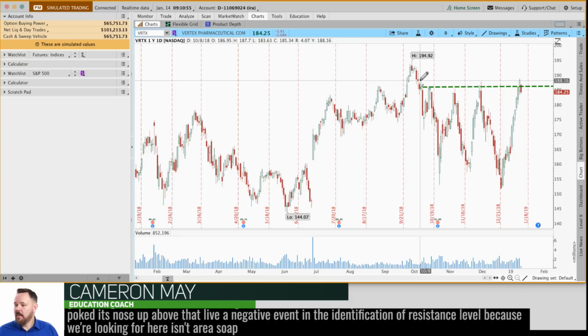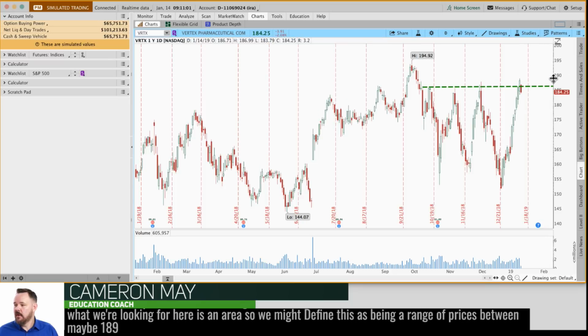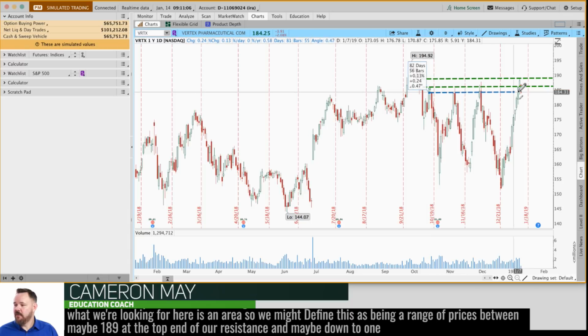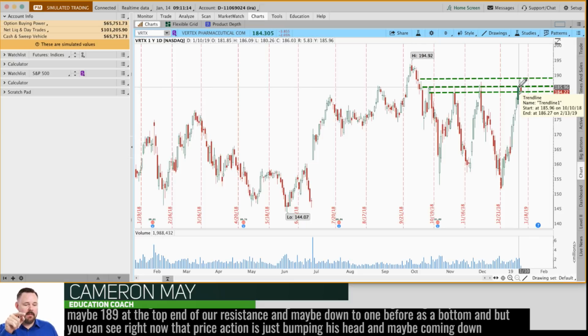So, you know, we might define this as being a range of prices between maybe 189 as the top end of our resistance and maybe down to 184 as the bottom end. But you can see right now that price action is just bumping its head and maybe coming down.